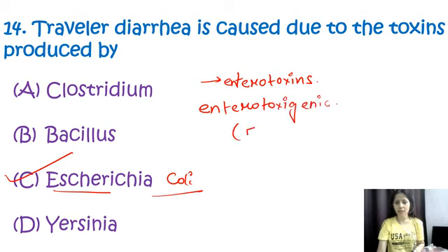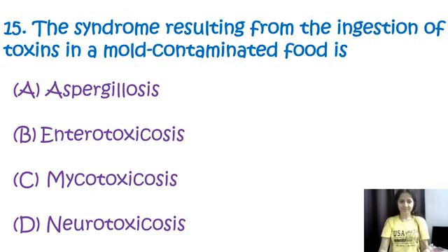So these E. coli, that is ETEC, are a common cause of traveler's diarrhea, and these bacteria can contaminate food or water in areas which have poor sanitation. So over here the correct option is C, that is E. coli.